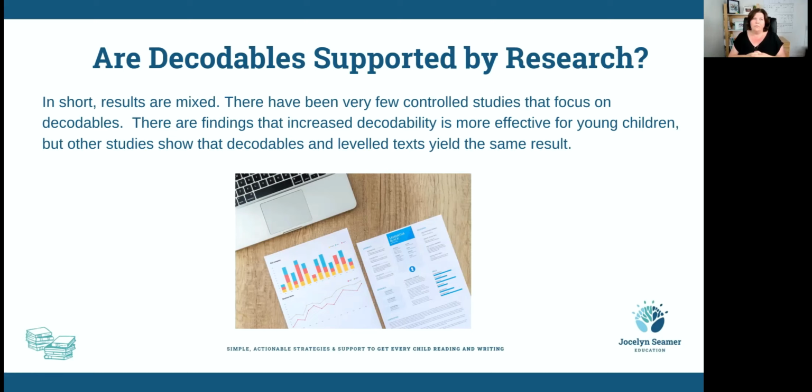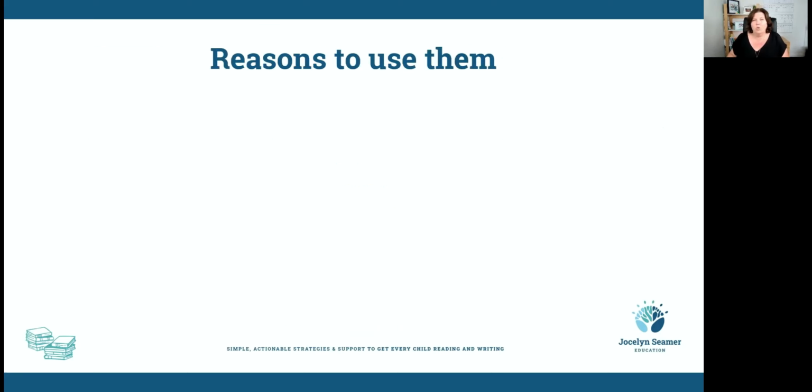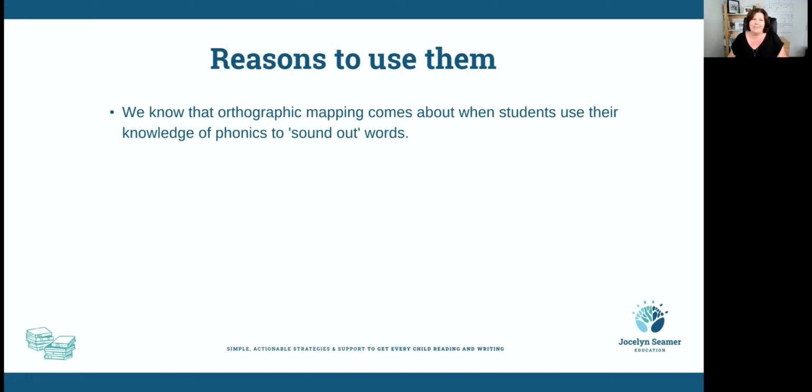So why am I even talking about it if it's not supported by research? Well, it's because there's a whole bunch of other stuff that is supported by research that makes decodables a good tool. Here are my reasons to use them. I've already mentioned orthographic mapping, and this comes about when students use their knowledge of phonics to sound out words. That's how orthographic mapping happens.